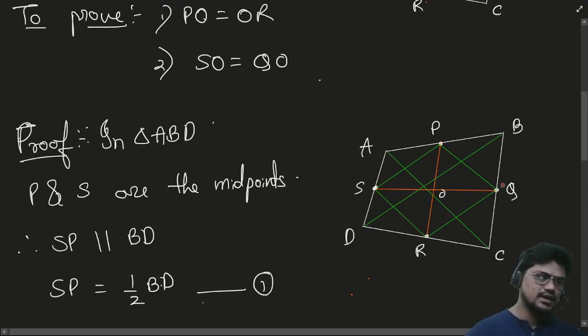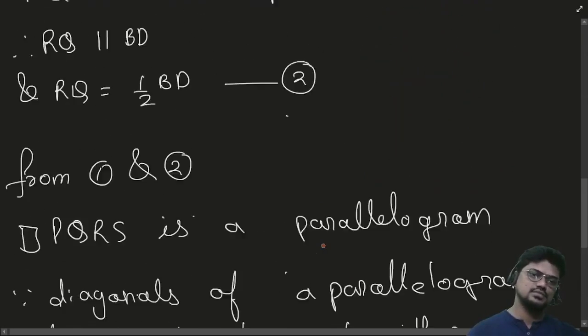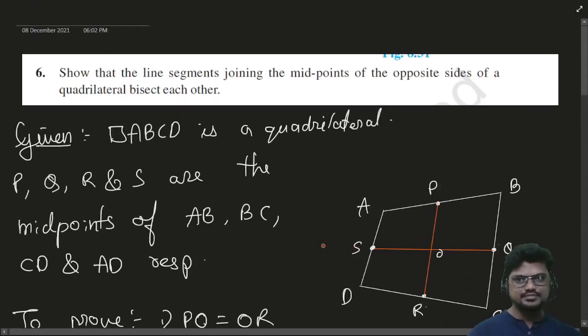Right? Diagonals of a parallelogram bisect each other. That's why. Hence proved. Understood? Yes, sir. Thank you. Okay, now the next.